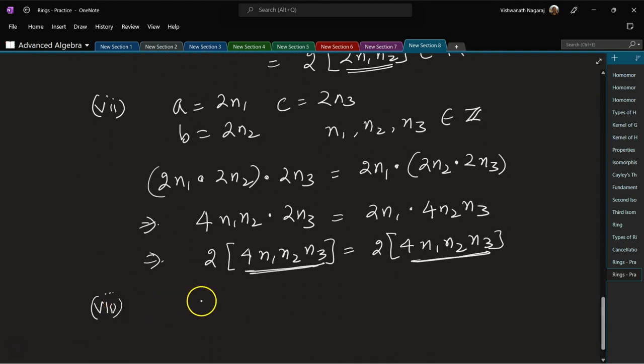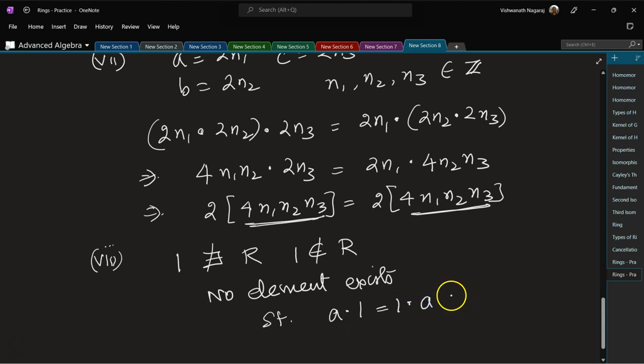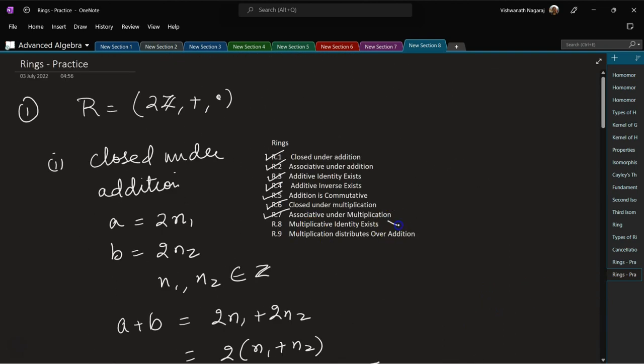Now multiplicative identity. Now multiplicative identity of integers is 1, but 1 does not exist in R, or I should properly say 1 does not belong to R. So therefore no element exists such that A times 1 is equal to 1 times A is equal to A belonging to R. So multiplicative identity exists? No.